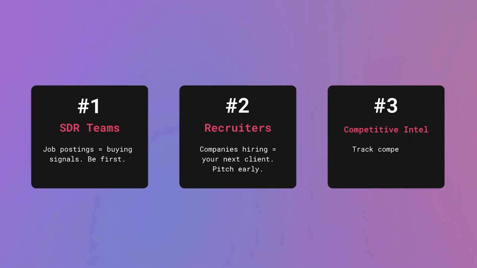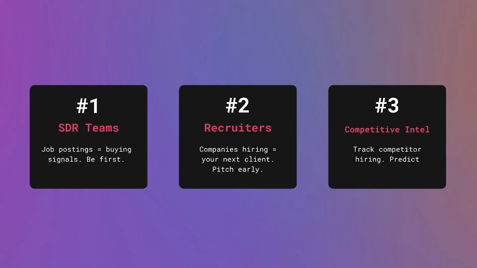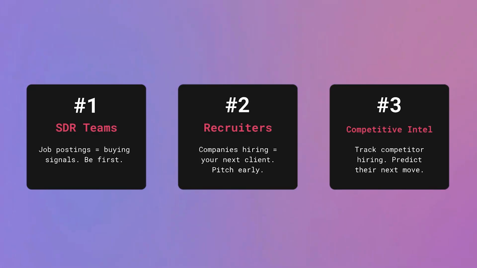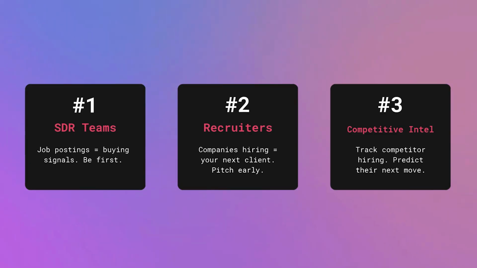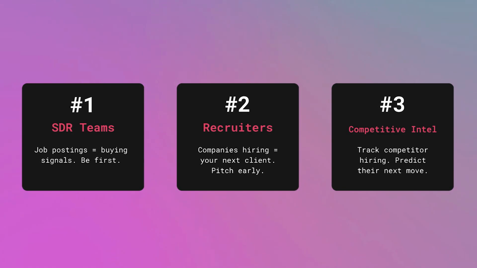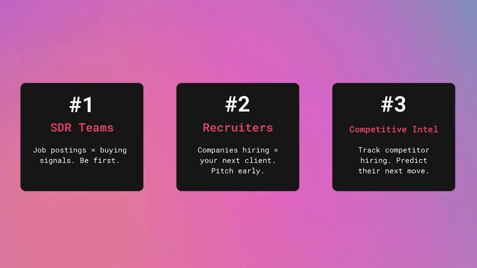3, competitive intelligence. Track which of your competitors are scaling specific departments. If they're posting 10 engineering jobs a week, they're about to ship something. That's a signal. These workflows are how the best operators stay ahead. They're not working harder, they're automating the boring parts.